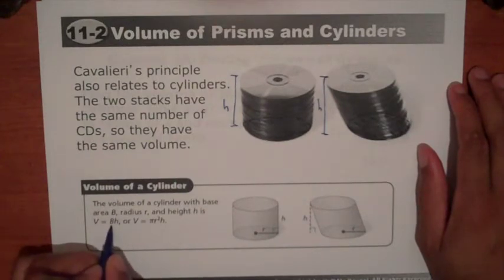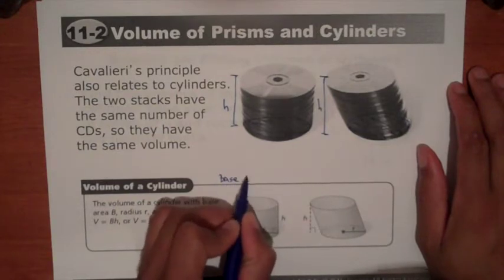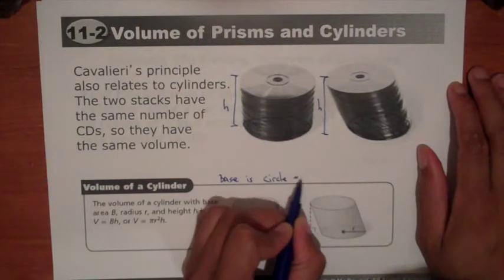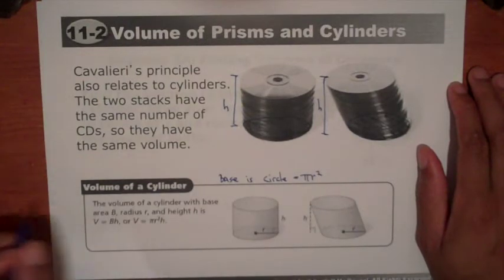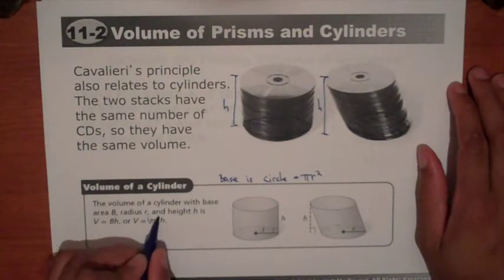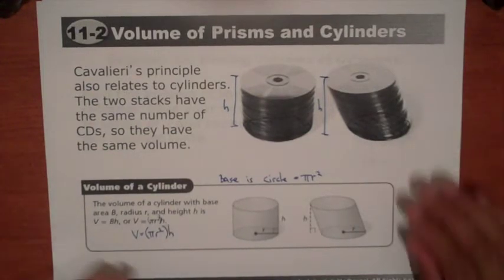This time the base is a circle, and the area of a circle is pi r squared. So this time I'm going to use pi r squared for my base, and then I multiply that by the height. Volume equals pi r squared, and then times the height.